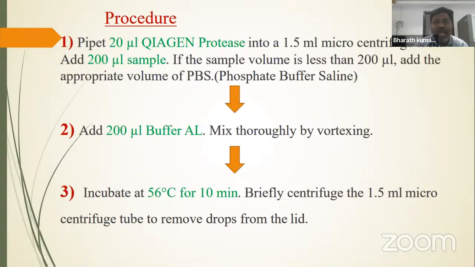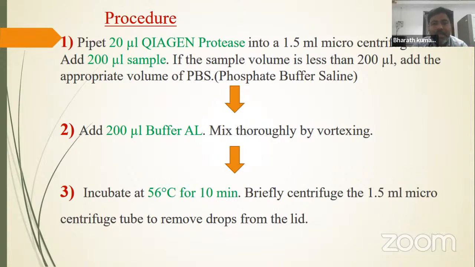Next, coming to the actual protocol. What is the protocol? The step-by-step procedure in extracting DNA. This is a very, very simple method. We have to take microcentrifuge tubes and pipette 20 microliters of proteinase solution. This proteinase solution is required for digestion of all protein material. We can take a microcentrifuge tube, add 20 microliters of proteinase, and then add 200 microliters of sample.